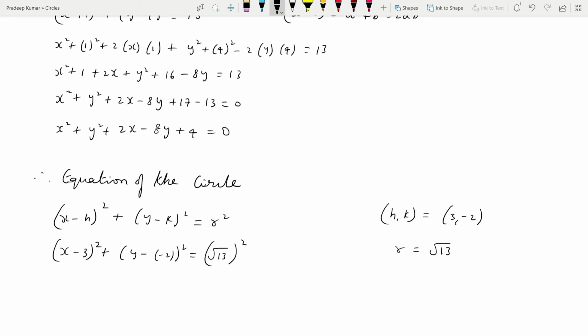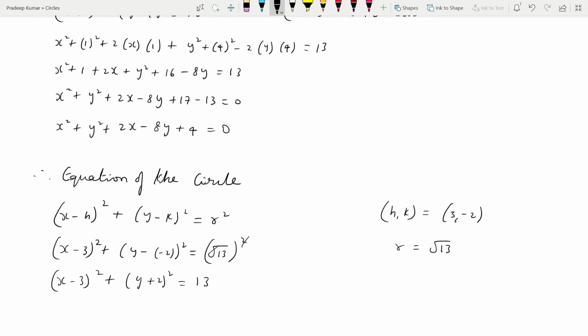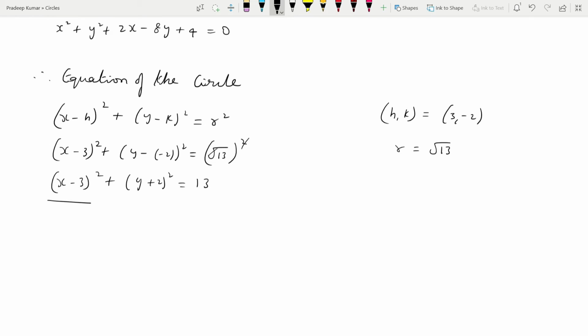Now if I just have to do this forward, I'll write (x minus 3) whole square plus (y plus 2) whole square equal to 13, since the square and root get cancelled. So this is in the form of (a minus b) whole square, and this is in the form of (a plus b) whole square. So I'll write the formulas here. (a minus b) whole square is a square plus b square minus 2ab, whereas (a plus b) whole square is a square plus b square plus 2ab.